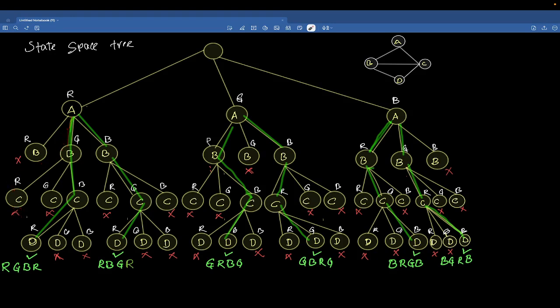Whenever there is no solution found, we will backtrack to the previous point, that is the parent, and then again we'll start exploration. So this is the way we solve the graph coloring problem using backtracking.